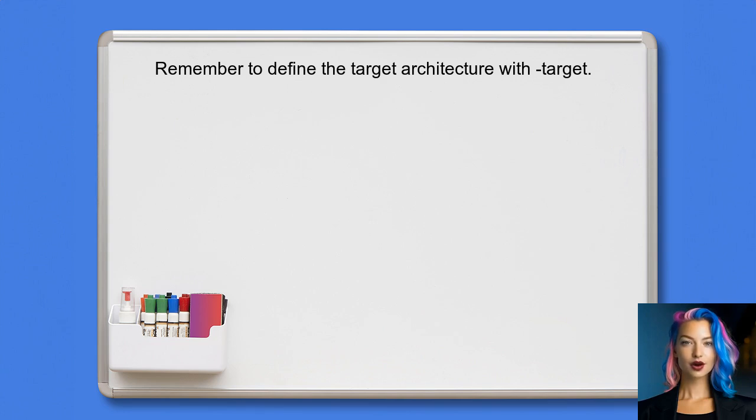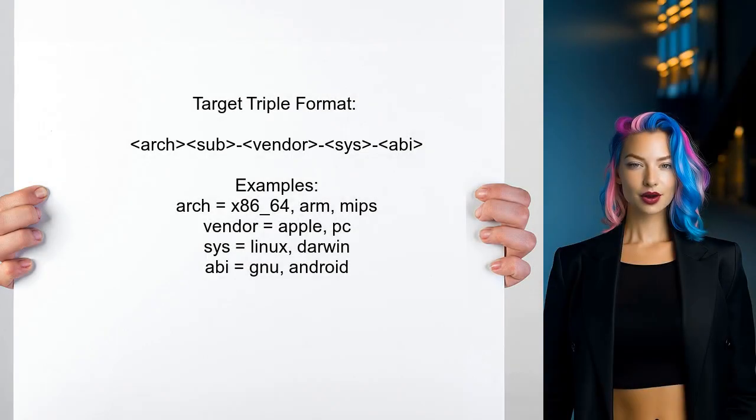It's crucial to define the target architecture using the target option to avoid mismatches. Finally, they explain the format of the target triple, which includes architecture, vendor, system, and ABI. This ensures that the compilation matches the intended platform.